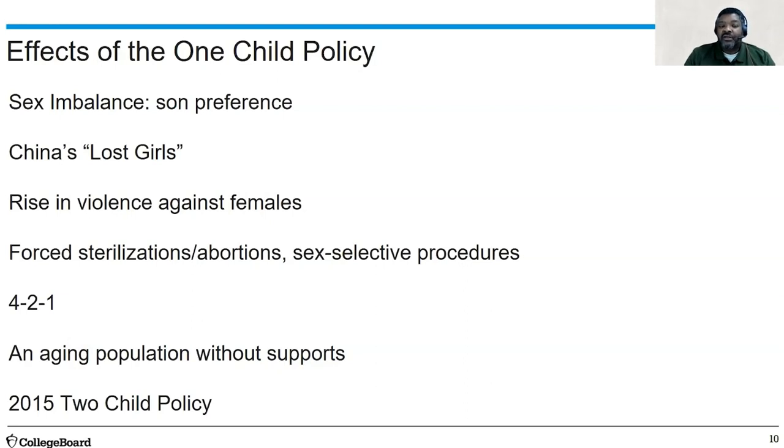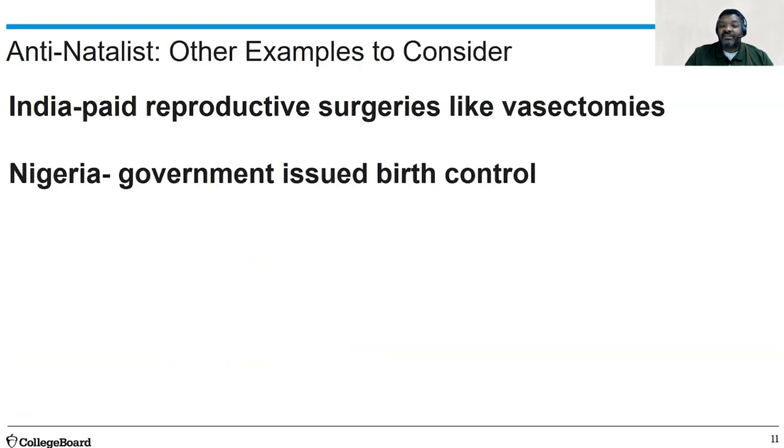So China's instituted what I call a two-child policy. In 2015, they relaxed the one-child policy to allow for people to have 2 children. As a result, many people who were used to the one-child policy have remained dedicated to only having 1 child. There also has been a women's revolution where women are choosing either A, not to get married, or B, delaying marriage until later on in life after they've secured higher educational attainment and also career aspirations. Other antinatalist examples include India, where they have paid reproductive surgeries like vasectomies, and Nigeria, where they have government sponsored birth control.